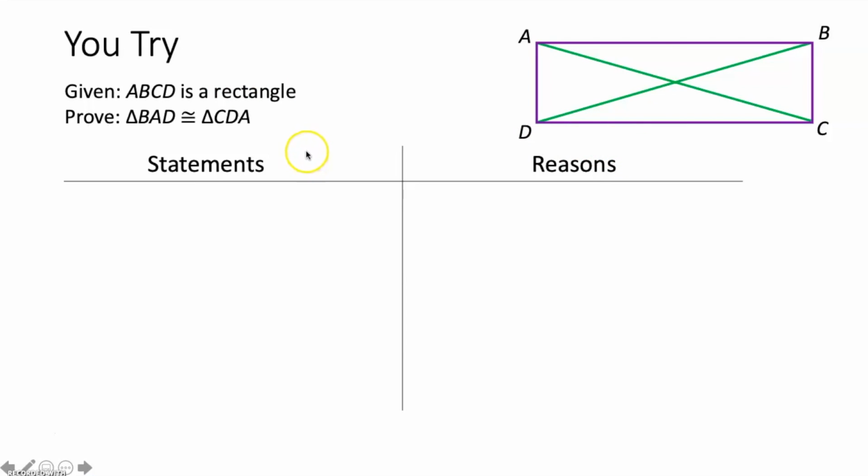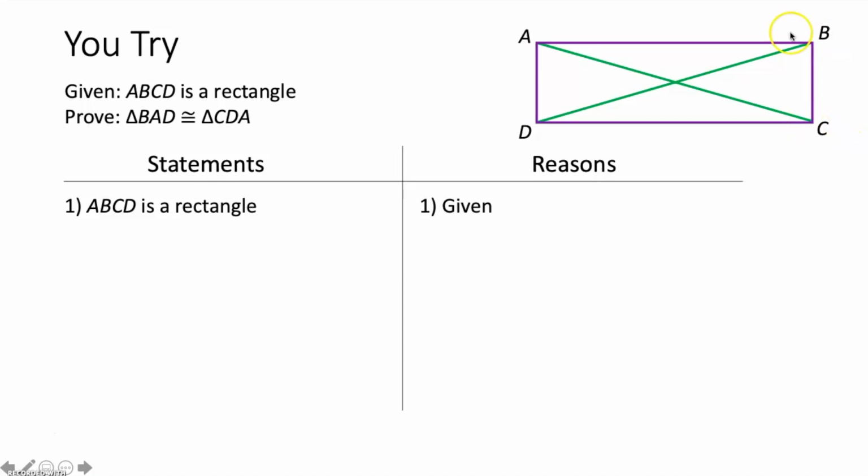Step two in a geometric proof is to state our given. We're given that ABCD is a rectangle. The reason for that, it's given. Step three in a geometric proof, come up with the game plan. How are we going to get from what we're given to what we're trying to prove? So again, we're given that this is a rectangle, and we're trying to show that this triangle up here is congruent to this triangle down here.